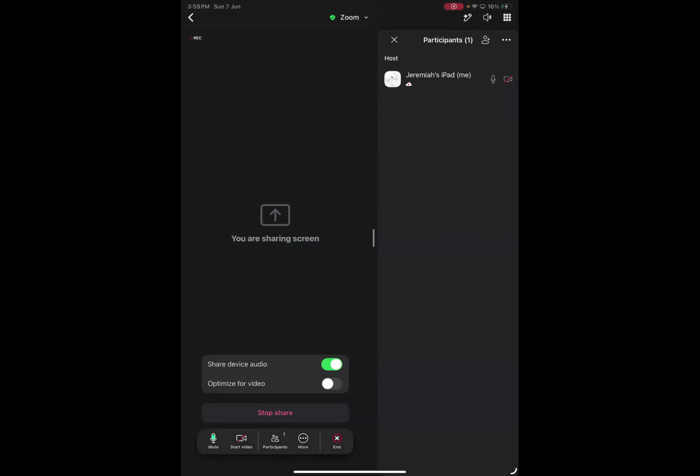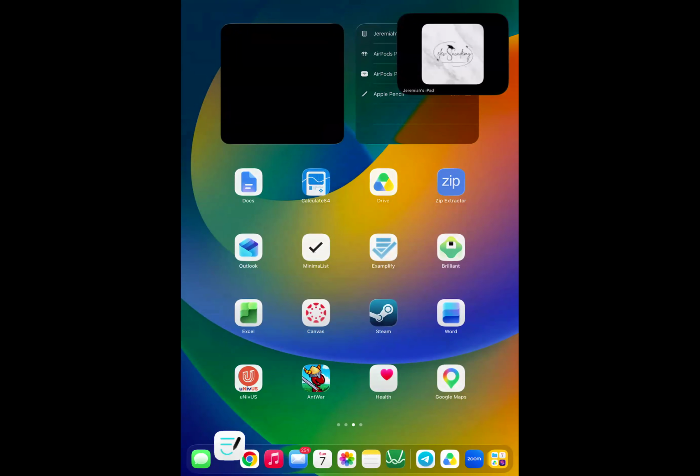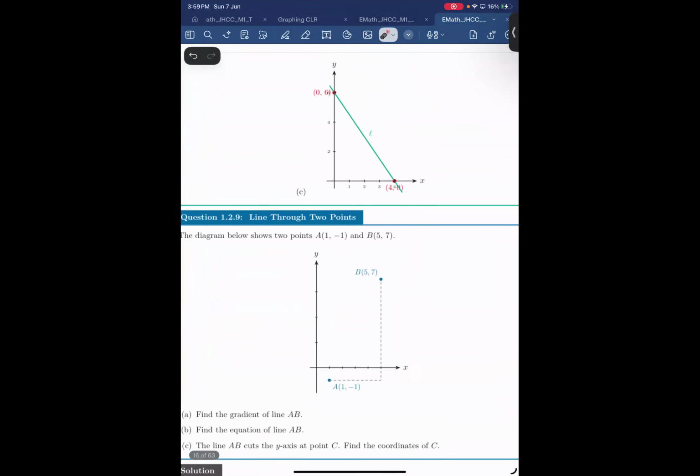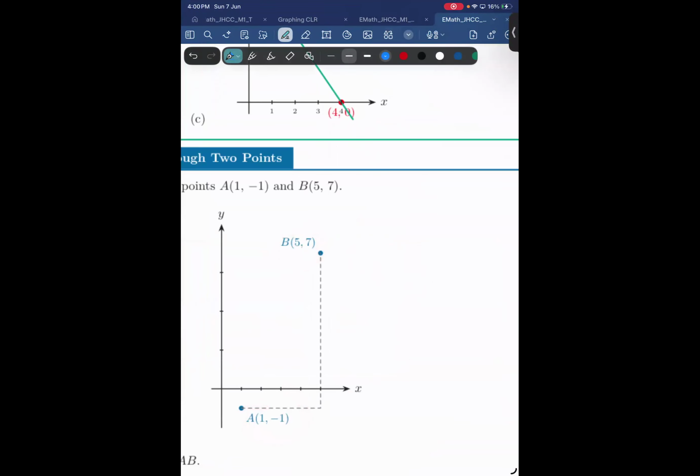Let's continue. Okay, for this question, we need to find the gradient first. If we pick this to be the second point, this will be the first point. Gradient is rise over run, y2 minus y1 over x2 minus x1. The y2 here we choose to be 7, and the y1 will be minus 1. Then the x2 here is 5, and the x1 will be 1. So this is 8 over 4, which is 2. So our gradient is 2.